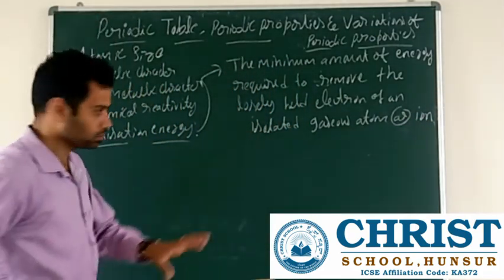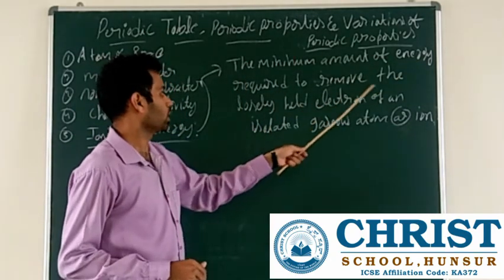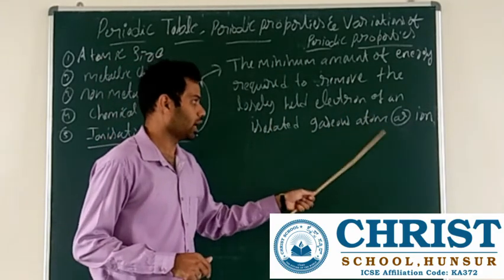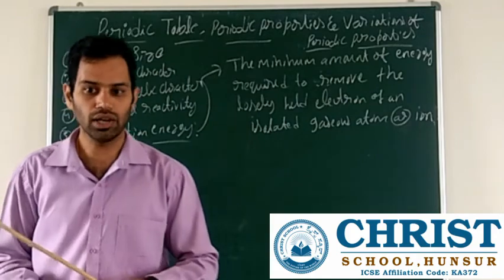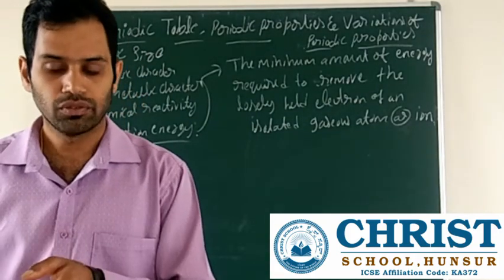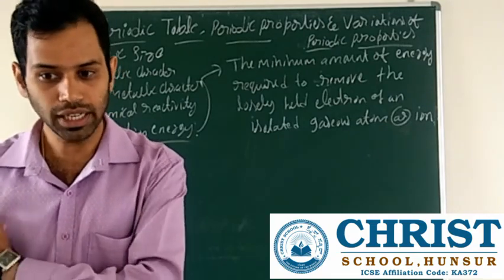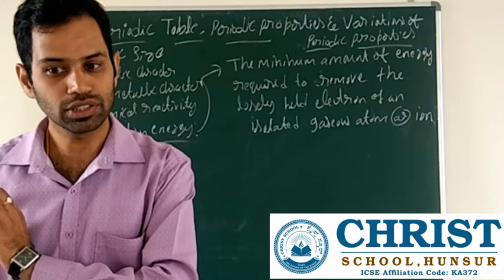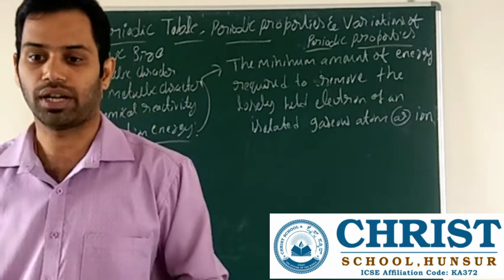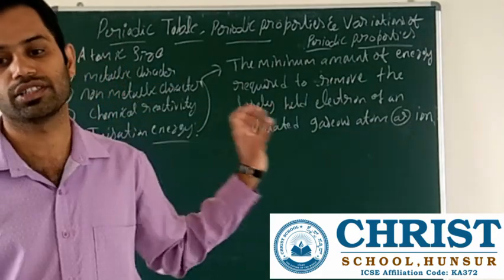The minimum amount of energy required to remove the loosely held electron of an isolated gaseous atom or ion. That is called ionization energy. It means what? So we know that when you are telling it's a metal, when they will lose the electron, that time they will gain the positive charge, is it? So to remove that electron, some amount of energy is required. That energy is called ionization energy.